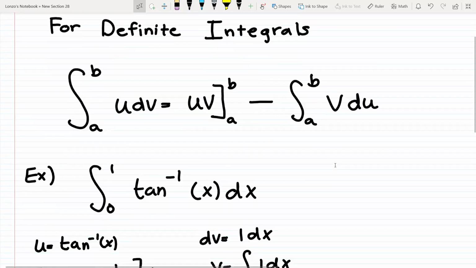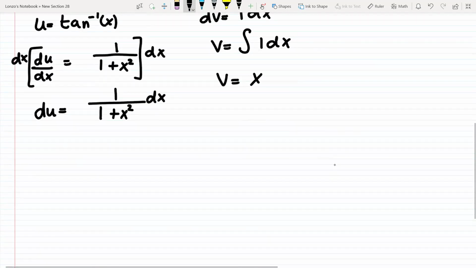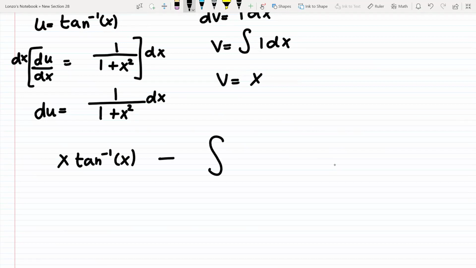Then you apply the rule: uv minus the integration of v du. Our u is tan inverse of x and our v is x, so it's x tan inverse x, minus the integration from a to b. Our lower boundary is 0 and our upper boundary is 1. Then our v is x, and our du is 1 over 1 plus x squared dx.